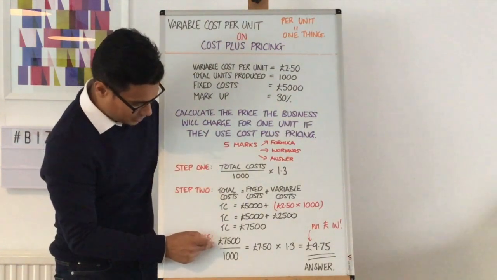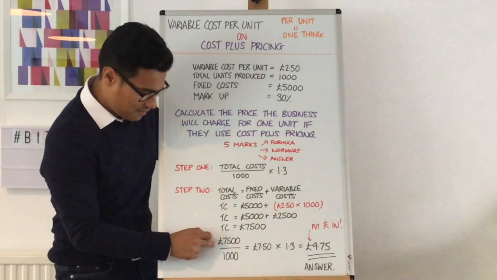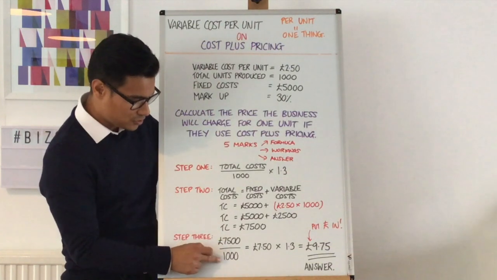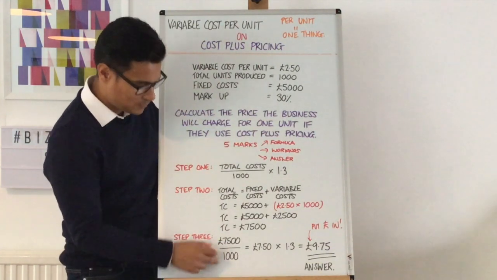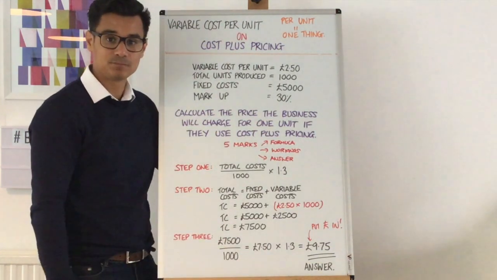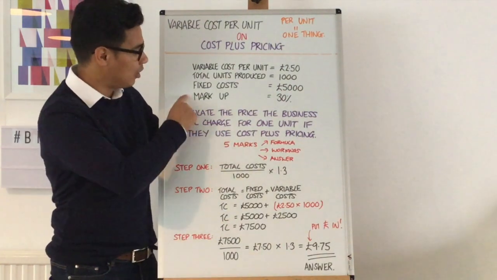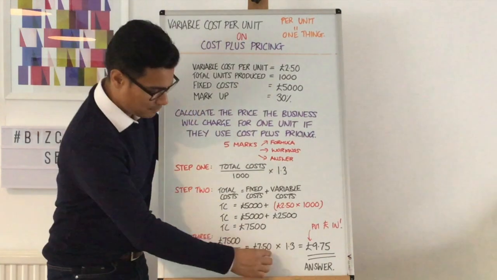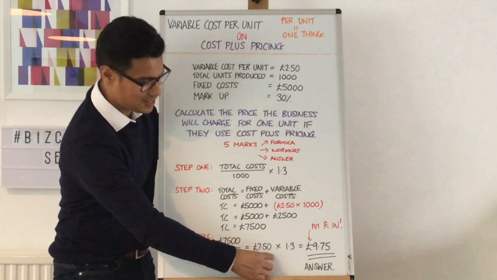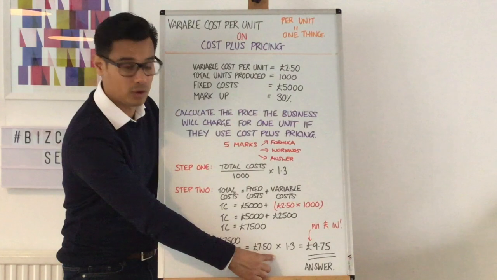And if you look in step 3, slip it in. So 7,500 divided by 1,000 equals £7.50. But that's not the end, because you need to do that last bit. You need to apply that markup. So £7.50 is how much it costs this business to make one thing, one unit.